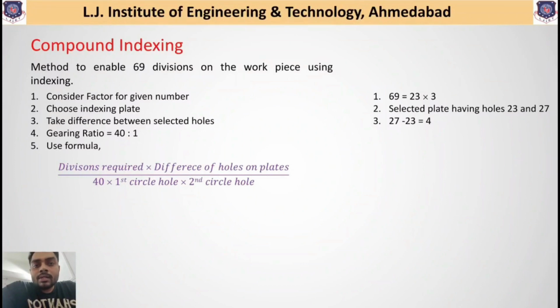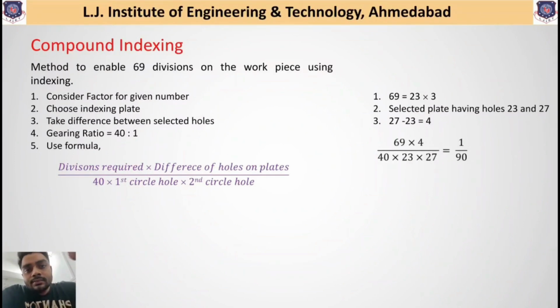40 multiplied by first circle hole multiplied by second circle hole. So now you need to memorize this formula to calculate the examples of compound indexing, or to write the theory of this compound indexing also. So now compare it with our example. Let us write from this formula.